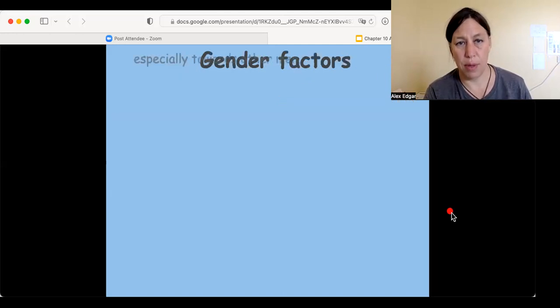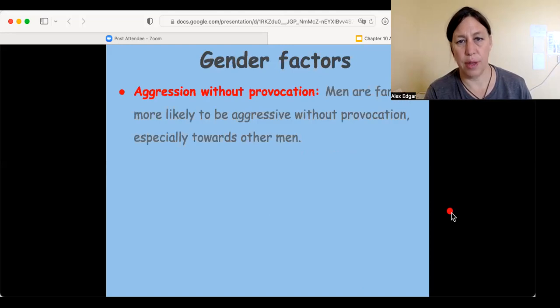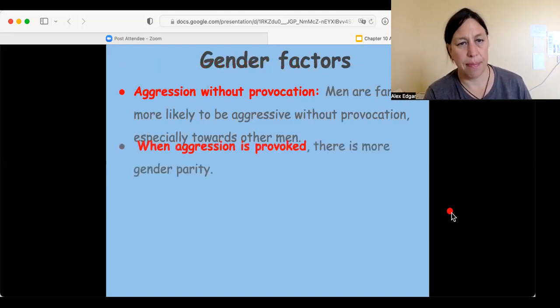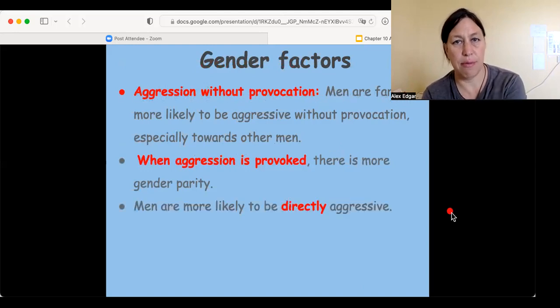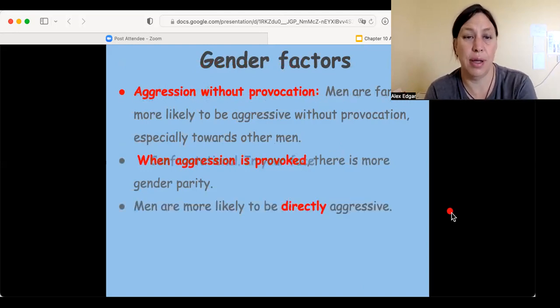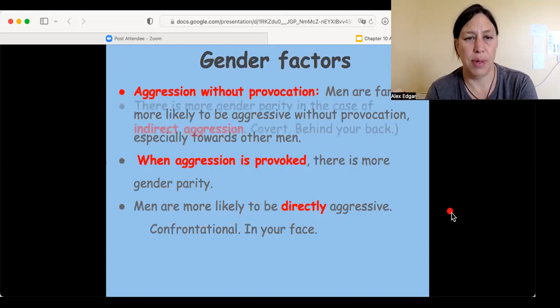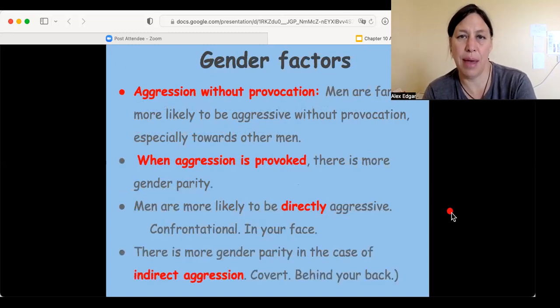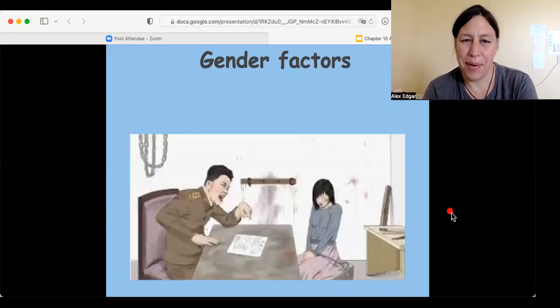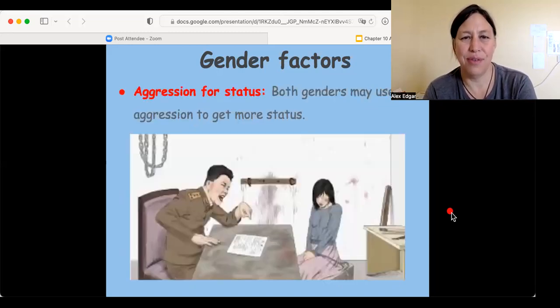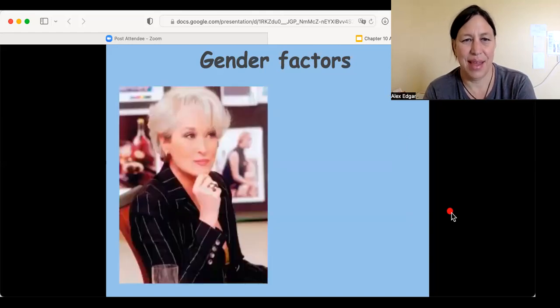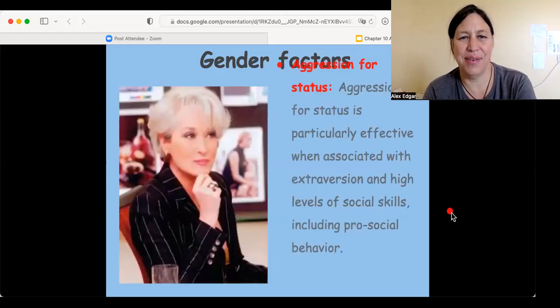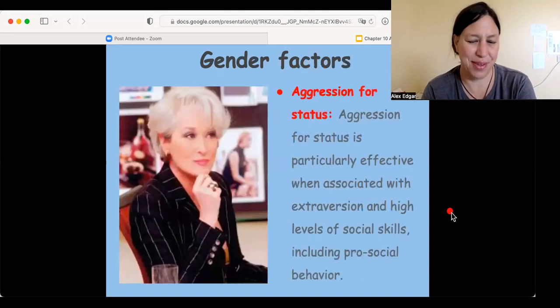Men are more aggressive than women, especially without provocation. When there's provocation, it's less unequal. Men are more aggressive directly in your face, confrontationally, you know who it is. Women, more likely to be indirect, in other words, stab you in the back, poison you, arrange for someone else to stab you in the back. Okay, both genders use aggression for social status. And it's particularly effective when you've got highly socially skilled people using aggression, and then they're pro-social with everyone else.